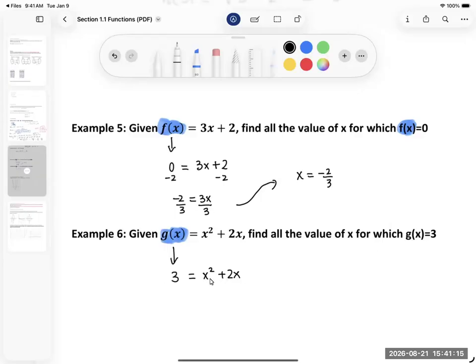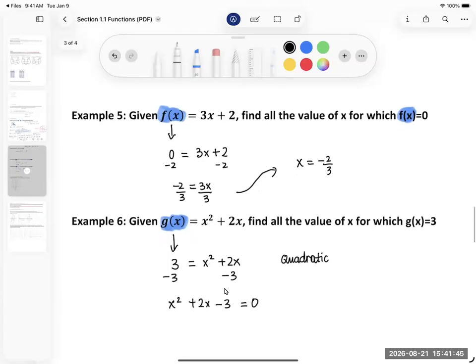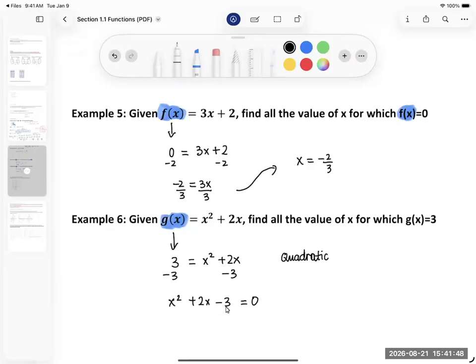In order to solve the quadratic equation, we're going to have to make one side equal to 0. So it means we're going to have to bring the 3 to the right-hand side, or I'm going to rewrite the equation. So subtract 3 on both sides. So I'm going to have x squared plus 2x minus 3 equal to 0. This is a quadratic equation. How are we going to solve it? We're going to have to factor.